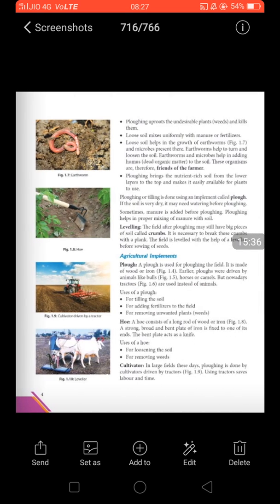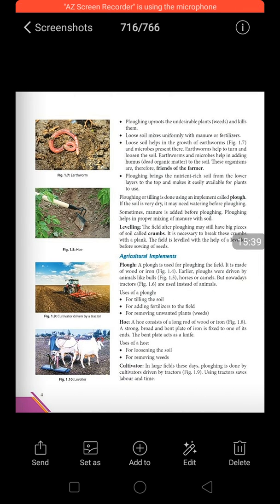Moving to your next page now. Why is plowing a necessity? Plowing uproots the undesirable weeds or plants and kills them. When we are doing plowing, when we are loosening the soil, if there are any self-grown plants, they will be taken out. Then, loose soil mixes uniformly with manures and fertilizers. If the soil is hard and we are throwing manure or fertilizers, then they will remain as they are on the top surface. But if the soil is loose, then they will mix properly with the soil.